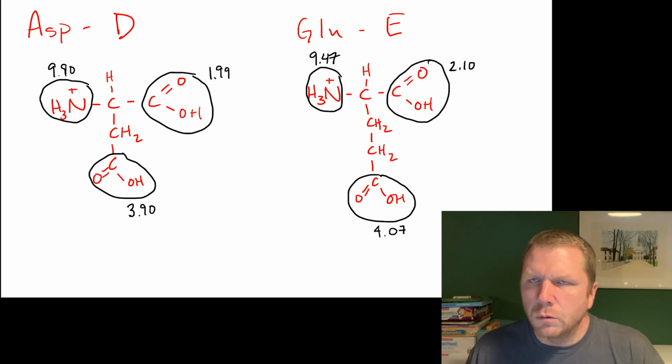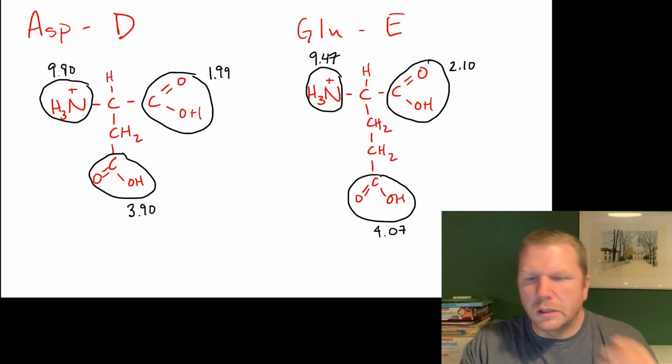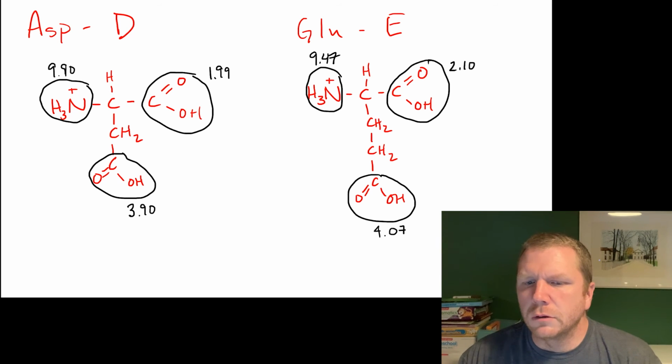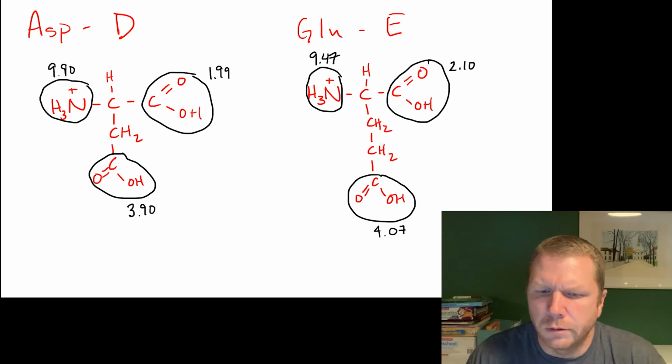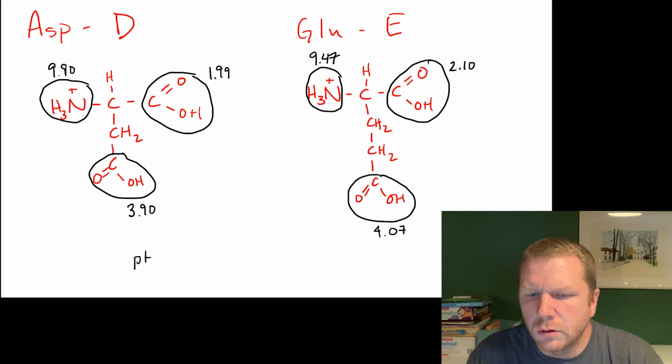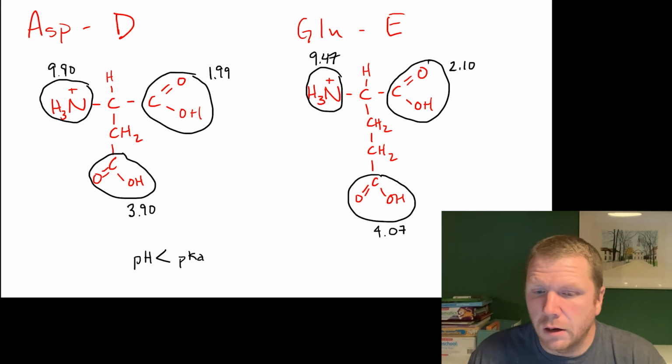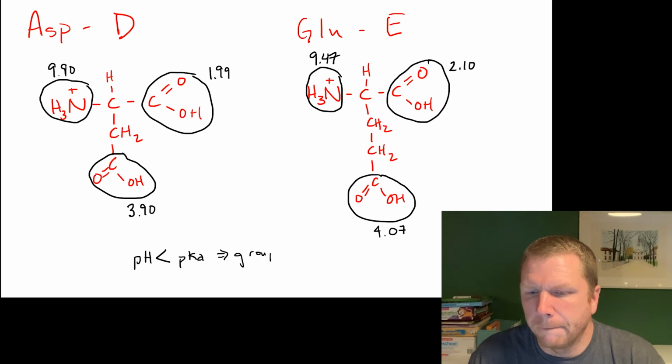Okay, so the way that I've drawn this is I've drawn these 2 molecules when they are completely protonated. So the pH is less than all of the pKa's. When my pH is lower than my pKa, then you can conclude the group will be protonated.